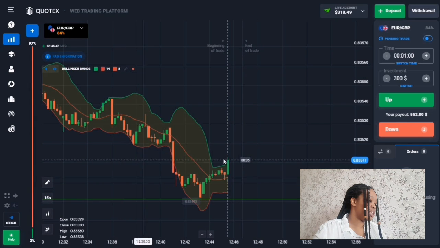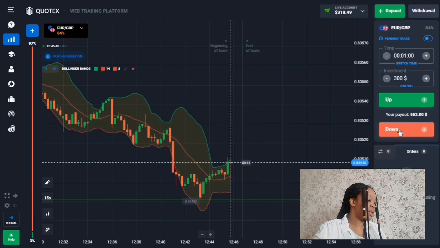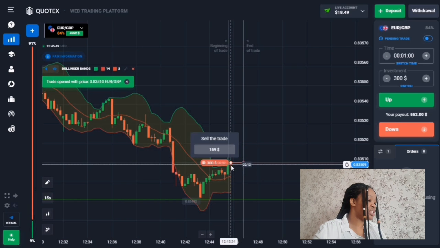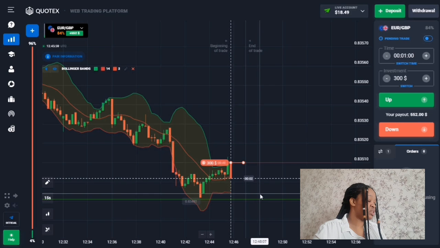So here you can see that the price has hit the upper border of the indicator, which is why I'm going to enter the market with a down trade for 1 minute. After a bounce up, the price is likely to keep on moving to the support level, and the indicator showed the upper zone of this rollback. So let me wait and see the results of this trade.